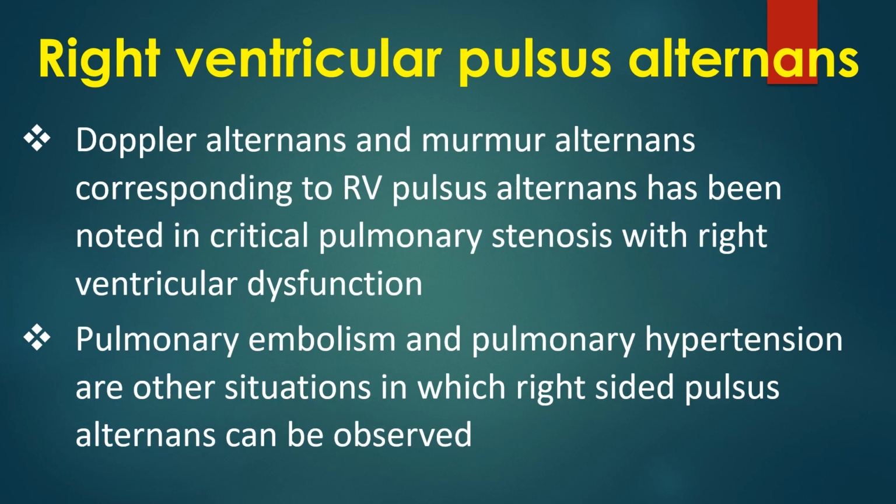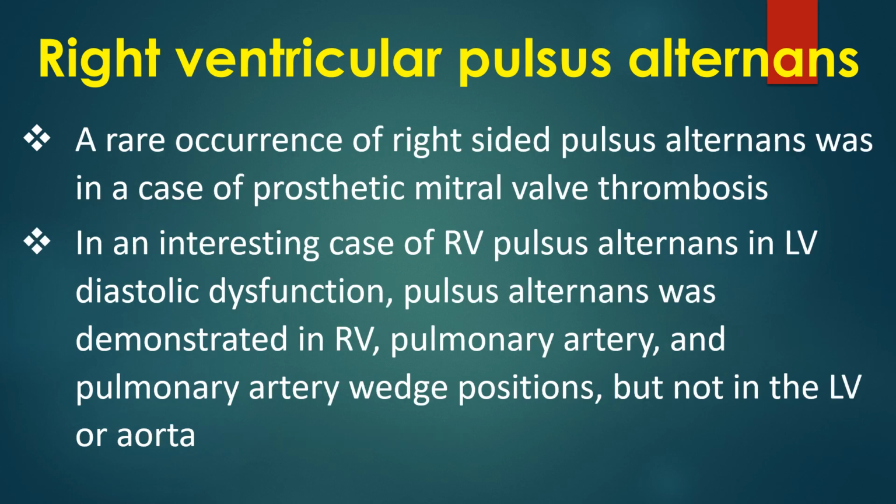Doppler alternans and murmur alternans corresponding to right ventricular pulsus alternans has been noted in critical pulmonary stenosis with right ventricular dysfunction. Pulmonary embolism and pulmonary hypertension are other situations in which right-sided pulsus alternans can be observed. A rare occurrence of right-sided pulsus alternans was in a case of prosthetic mitral valve thrombosis.